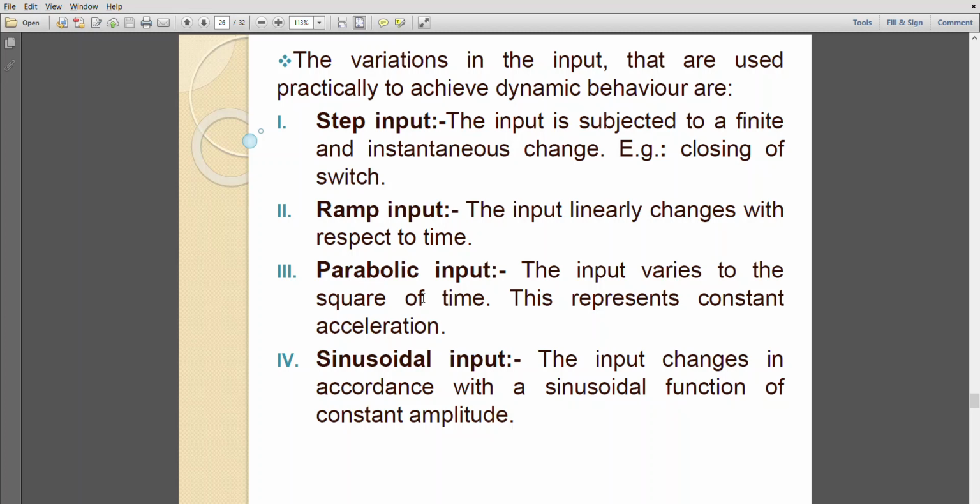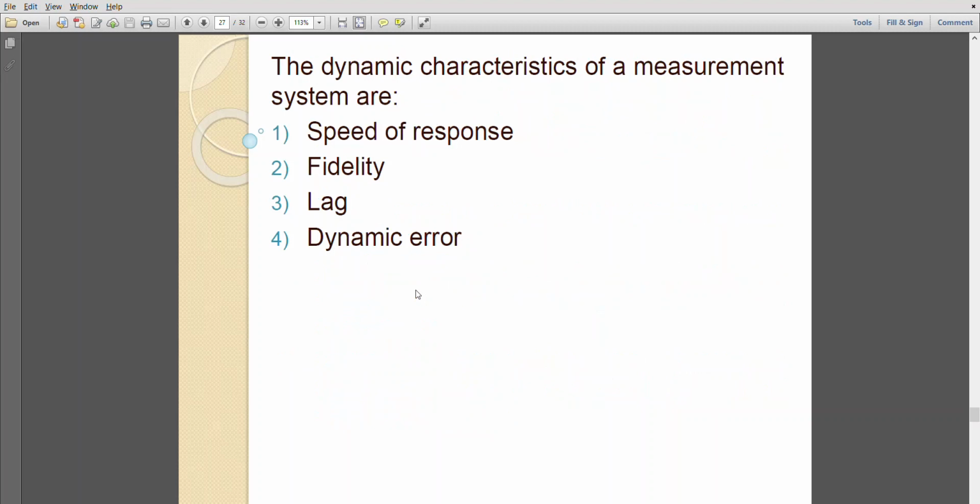What is an example? Acceleration is one such parabolic input. Sinusoidal, you would have seen AC signals, where the input changes according to a sinusoidal function with constant amplitude. So these are the different types of input signals the system would be subjected to. Here the system is the instrument or transducer.